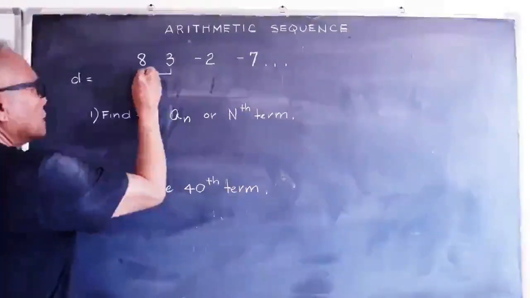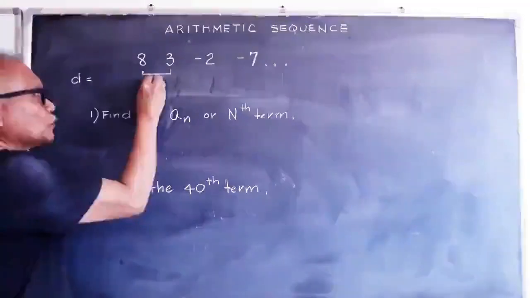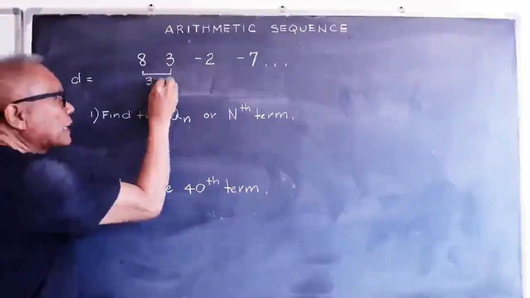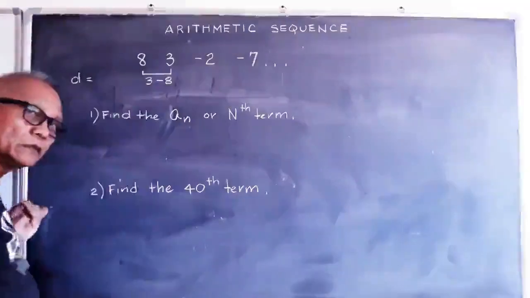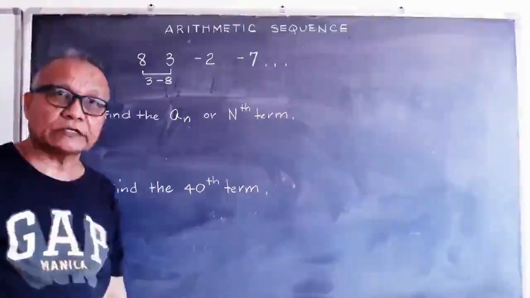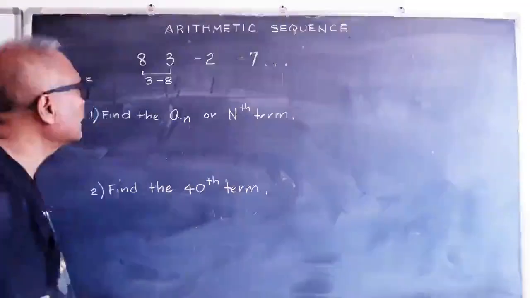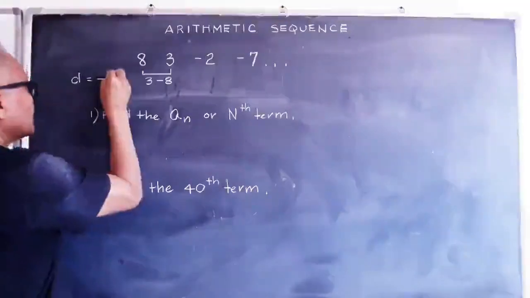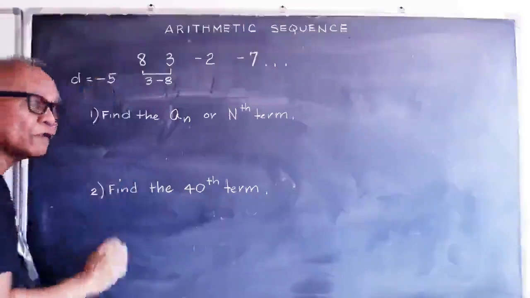So we have here, I'm going to put 3 minus 8. And what is 3 minus 8? It's negative 5. So I'm going to write here negative 5 for the d.